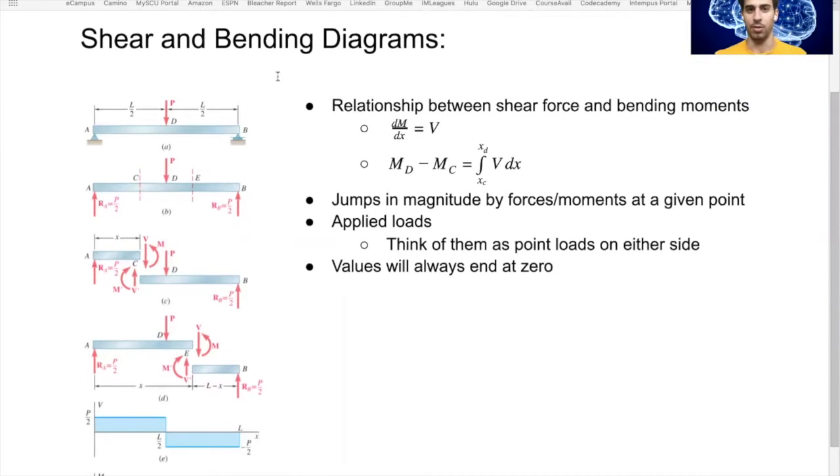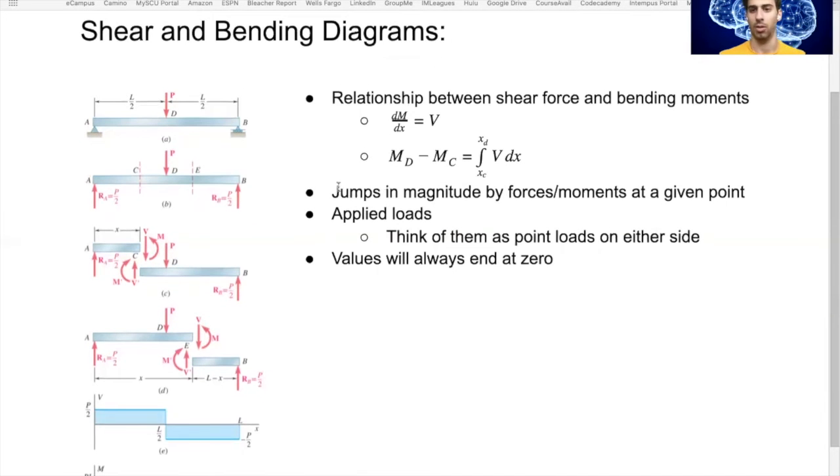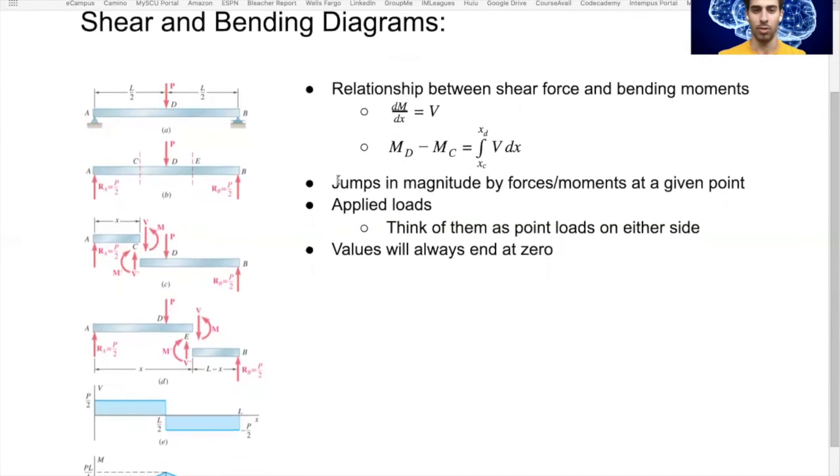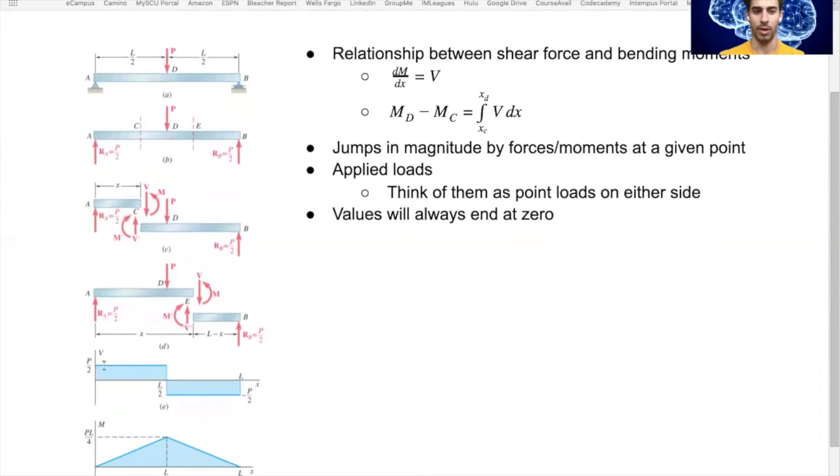A couple of things to note when doing shear and bending diagrams is that you want to recognize that the magnitude will jump based off forces and moments at a given point. So right here, you can see a jump here, a drop here caused by this, and then a jump back up, which we'll also get into in the example. It's tough to visualize all this until you get into an example, but these are important points to note.